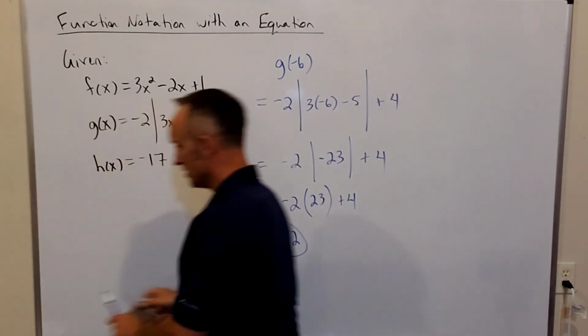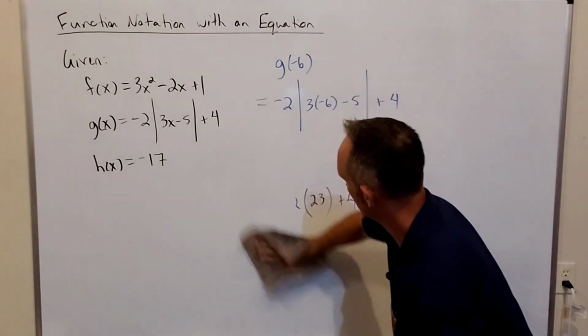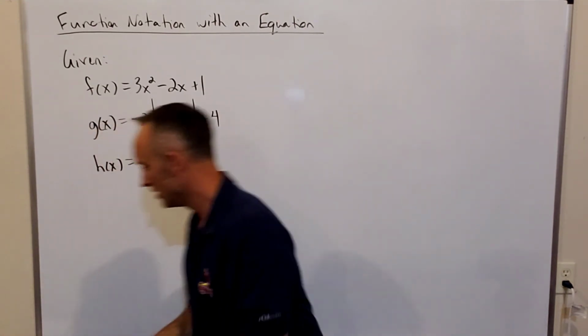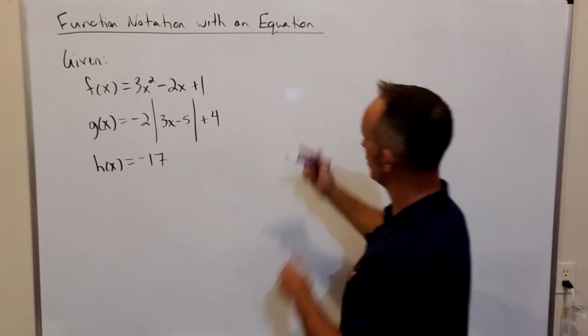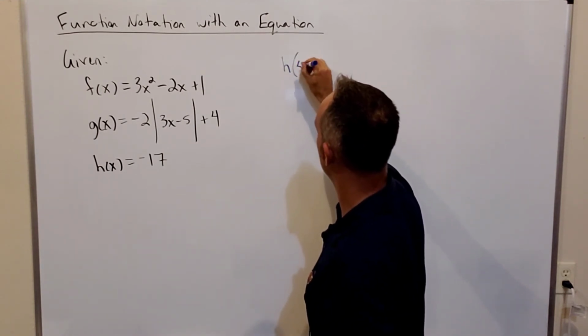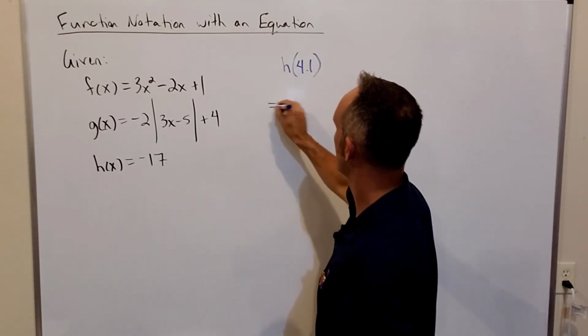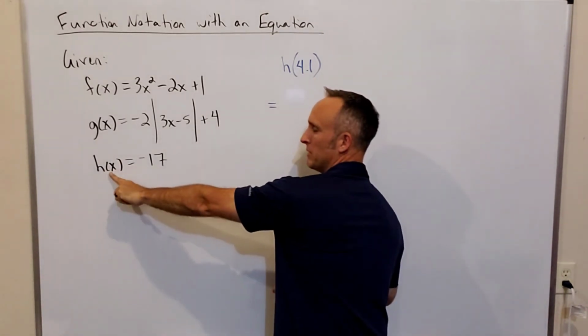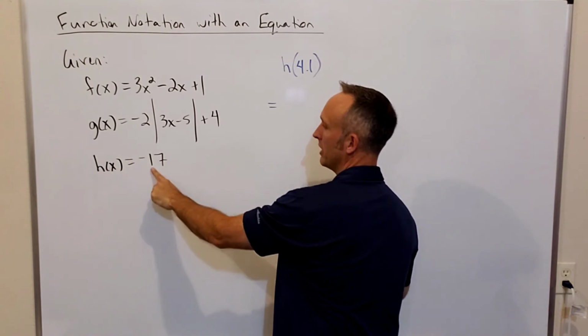All right, let's do another one. Let's go to the h function. Let's look at h of 4.1. That means my input, or my x value, is 4.1. So any place there's an x, I replace it with 4.1.